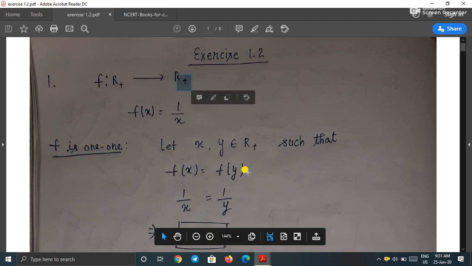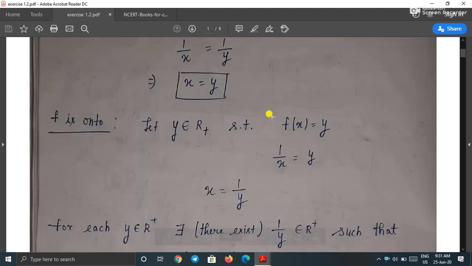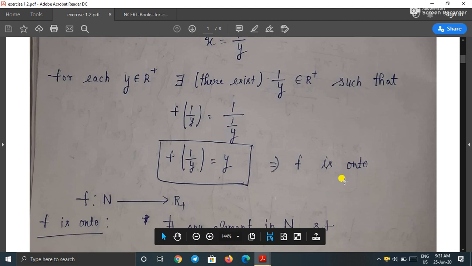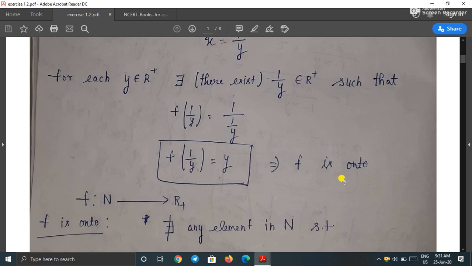If I write f of x is equal to y, what does it mean? It means that the image of x is y and x is the pre-image of y. I am repeating my statement: y is the image of x and x is the pre-image of y. So in this way we can say that f is one-one and onto, right? So this function is both one-one and onto. This is how we can show that a function is one-one and onto.